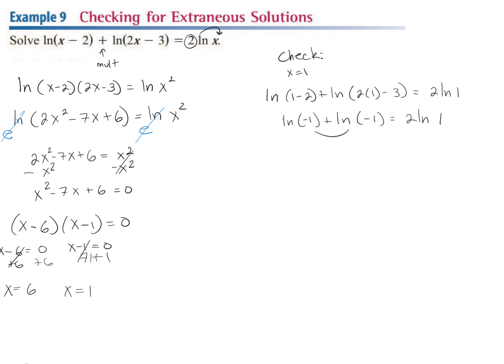I can combine these two because they are the same on the inside and the outside, so I can say it's 2 ln of -1 equals 2 ln of 1. Now, -1 and 1 are not the same, so because they're not the same, this is considered an extraneous solution.